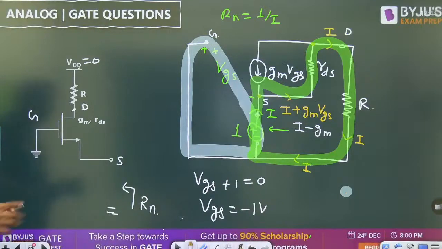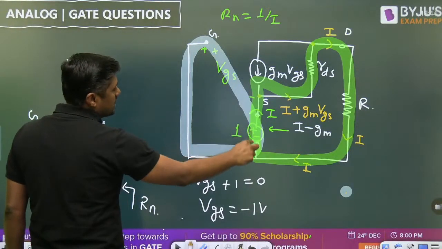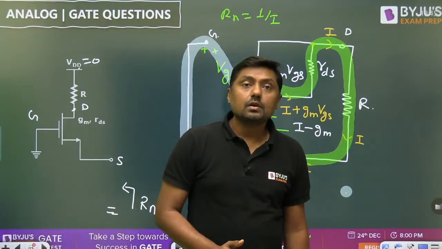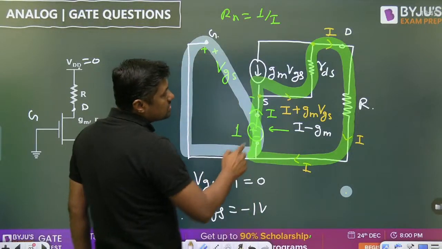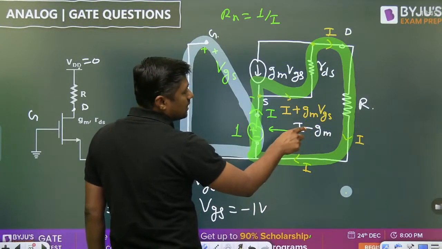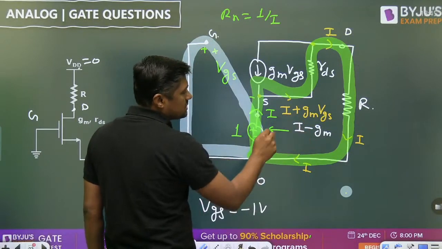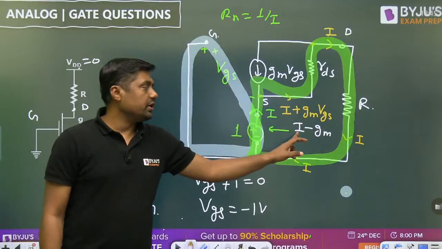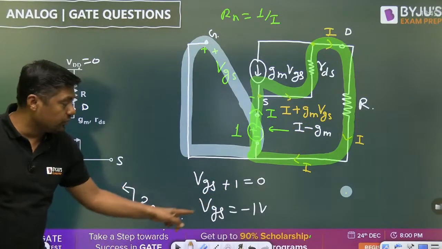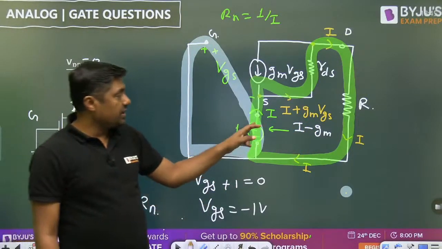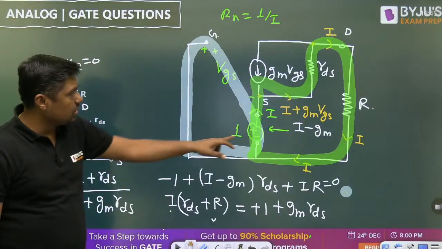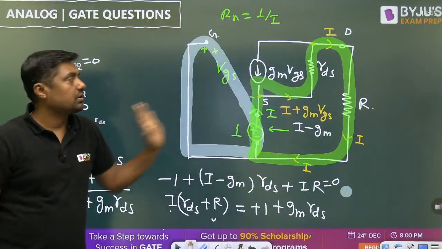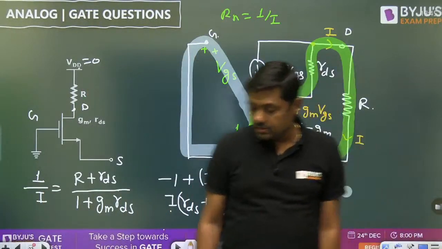Watch, when I am writing the KVL, plus VGS plus 1 is equal to 0. So VGS is equal to -1 volt. That is clear. Now when I am writing minus, VGS is equal to minus -1, so it will become plus, will become minus. I minus GM. That is the correct one. I plus GM, VGS is converted into I minus GM because VGS is already, I have proved, -1 volt. Write down the KVL: -1, I minus GM into RDS plus I into R. KVL is over.